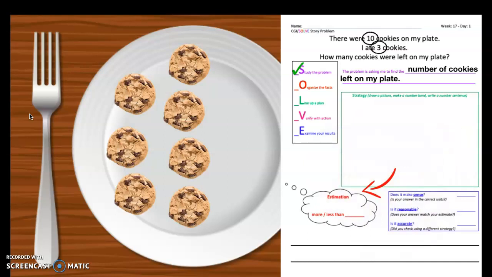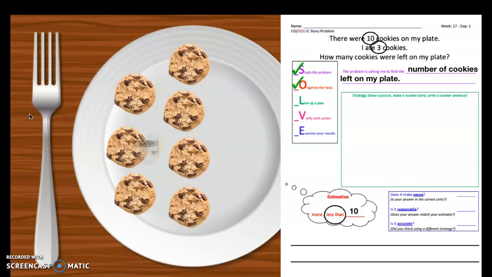Now we're going to estimate. Estimating means to make a reasonable guess. So looking back at these numbers, I know that I have 10 cookies and I'm going to take away 3. So I think that my answer is going to be less than 10. So we organize the facts.